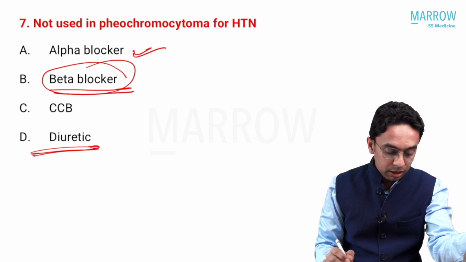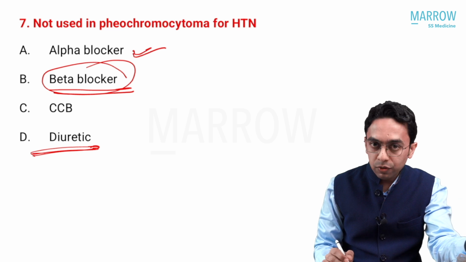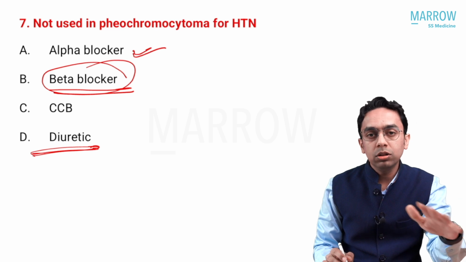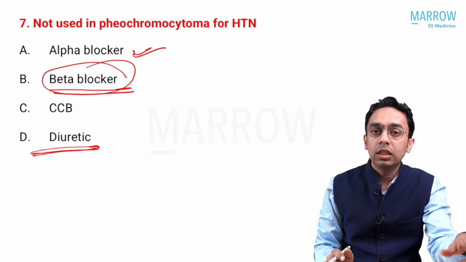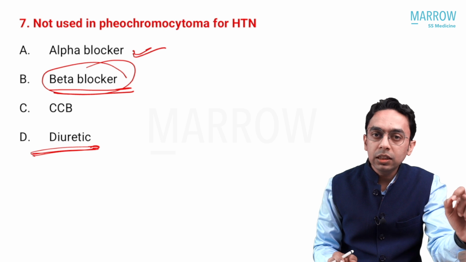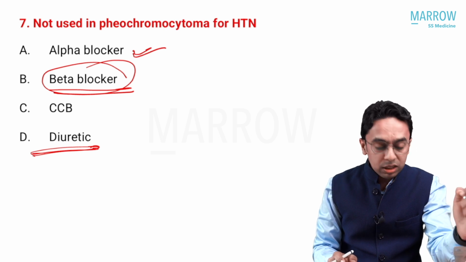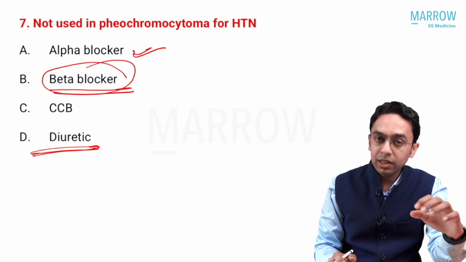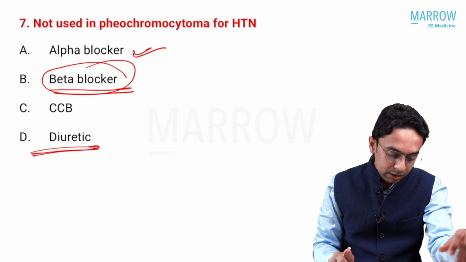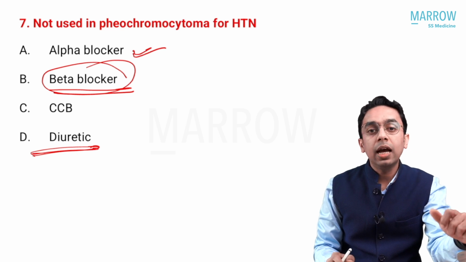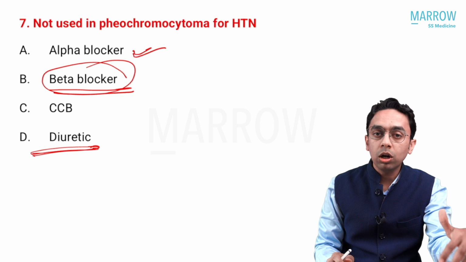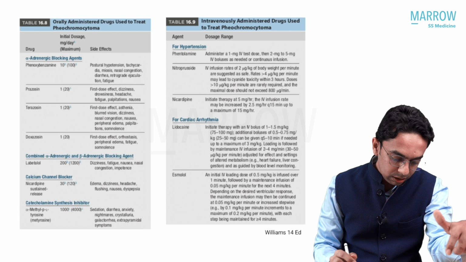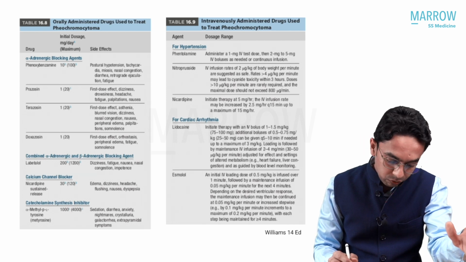So if the question was like initially contraindicated in pheochromocytoma, the answer would come beta blocker, but it's just in line, because see, this is not the exact question, this is recall, so you have to read each and every word. Even a single word would change your answer here. So not used in pheochromocytoma, diuretics are usually not given. CCB and alpha blockers are given, and after the patient is adequately blocked by an alpha blocker, then only we introduce the beta blocker. So this is from Williams latest edition, 14th edition.